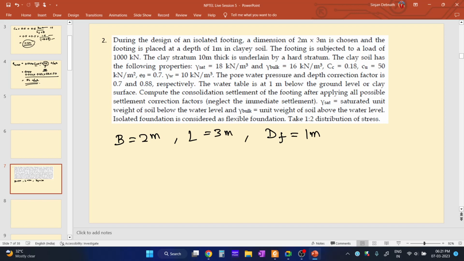Fine. The load is 1000 kilonewton. Sorry, 1000 kilonewton. The clay stratum is 10 meter thick, underlain by a hard stratum. Okay.